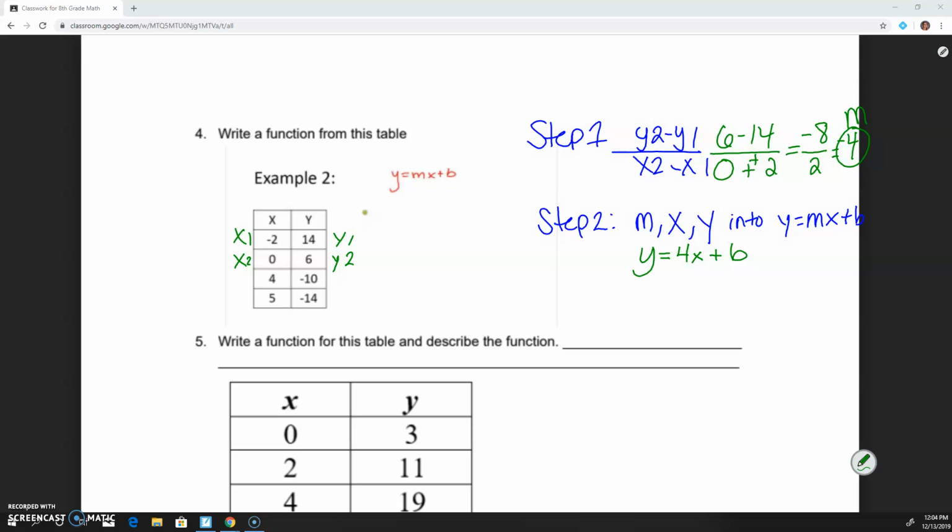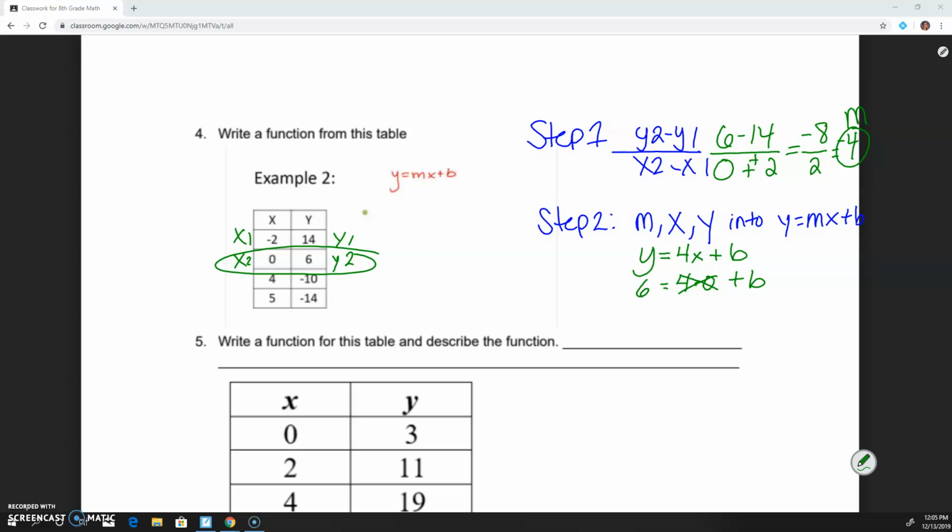What x, y do you want to use? 0 and 6. So your y is 6, your x is 0. So you have 6 equals negative 4 times 0 plus b. 4 times 0 is 0, so can I just cancel that out? Or I can say minus 0, minus 0. But really, an easy way to do it is just to cancel it out, because it's 4 times 0, right?